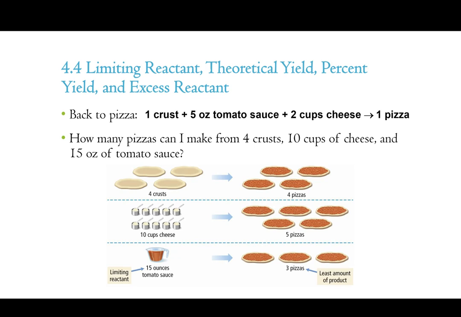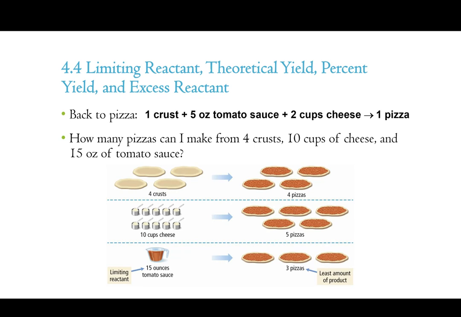So if I use all of my crust, I can make 4 pizzas. If I use all of my cheese, I can make 5 pizzas. If I use all of my sauce, I can make 3 pizzas. So when the sauce runs out, I can't make any more pizzas. It doesn't matter that I can make more pizzas with the other ingredients. When the sauce runs out, I can't make any more pizza.